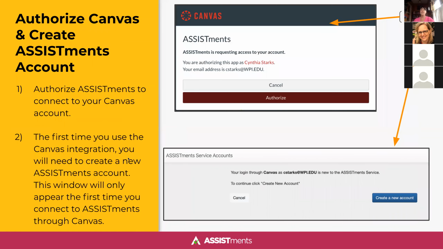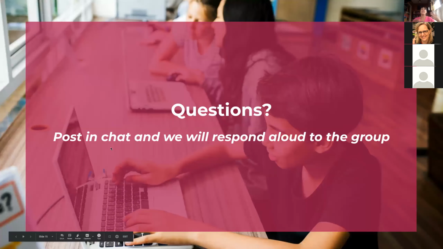Once you are all set and you've got in with your institution's login, you're going to be authorized to connect your ASSISTments account with Canvas. You're going to press authorize. The very first time that you log in, you're going to press create new account. At this point, you will not be asked for any additional information. That's basically just generating your account with ASSISTments, and then you're in.